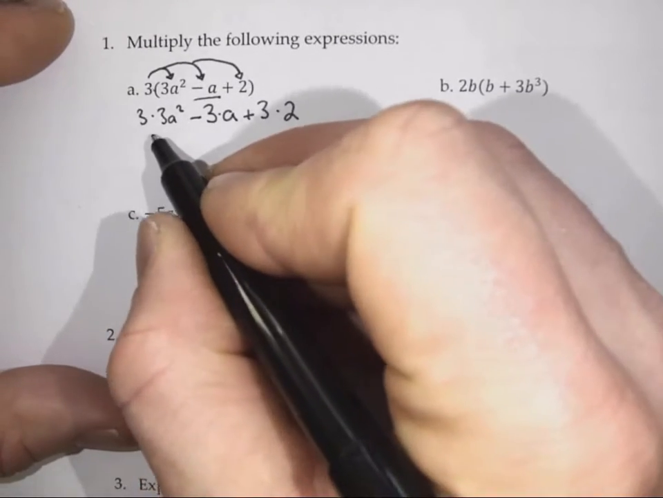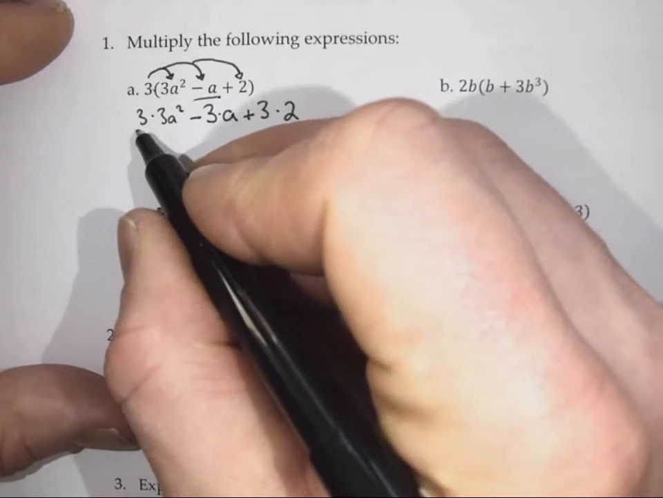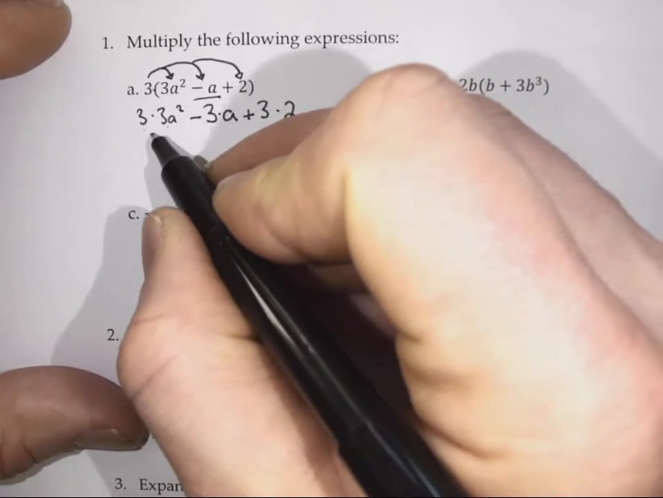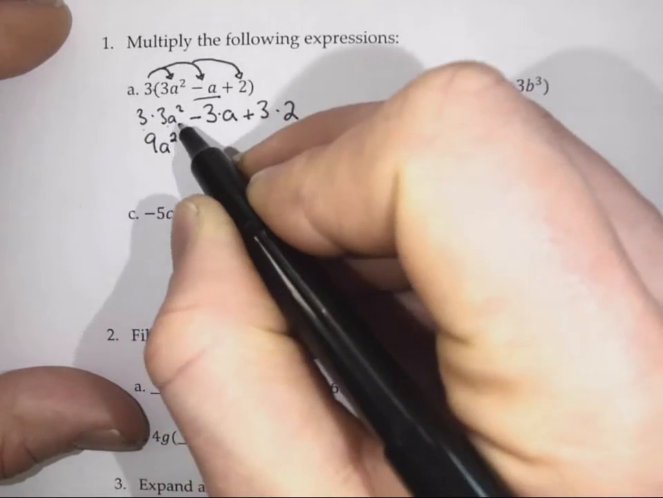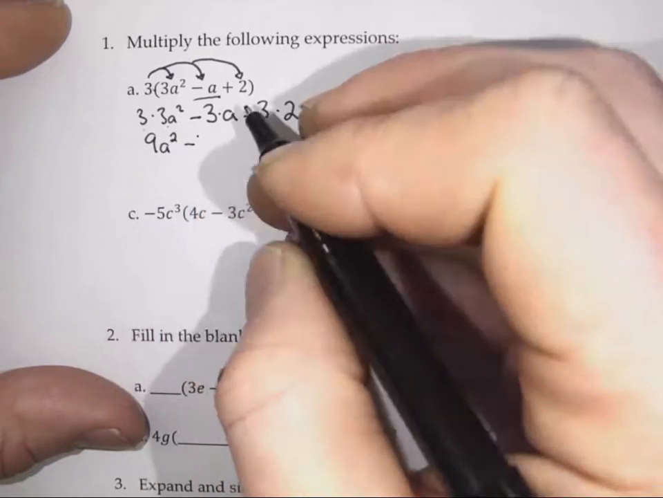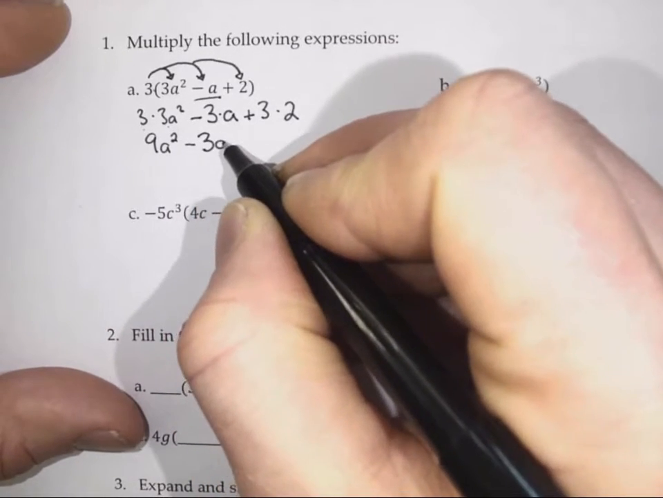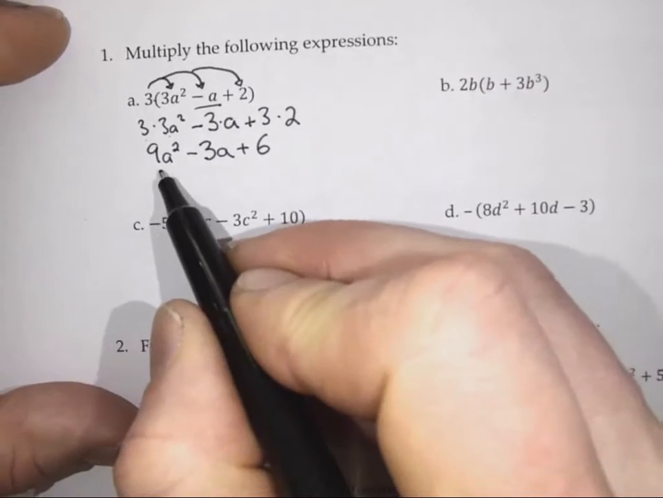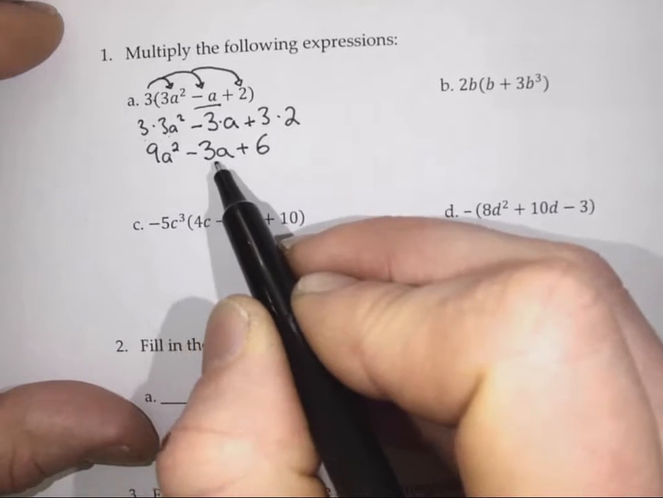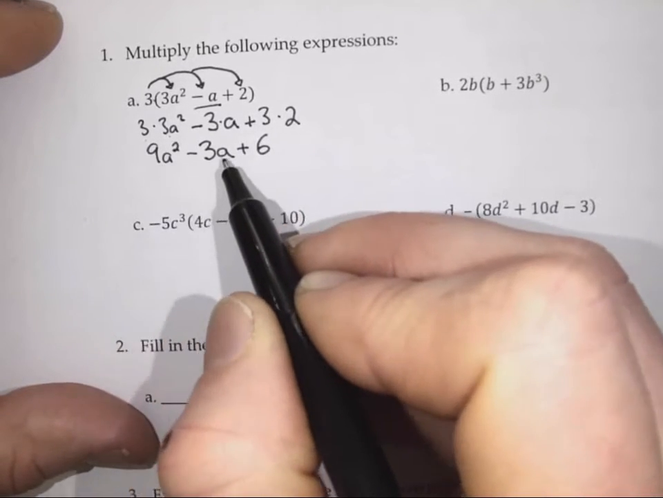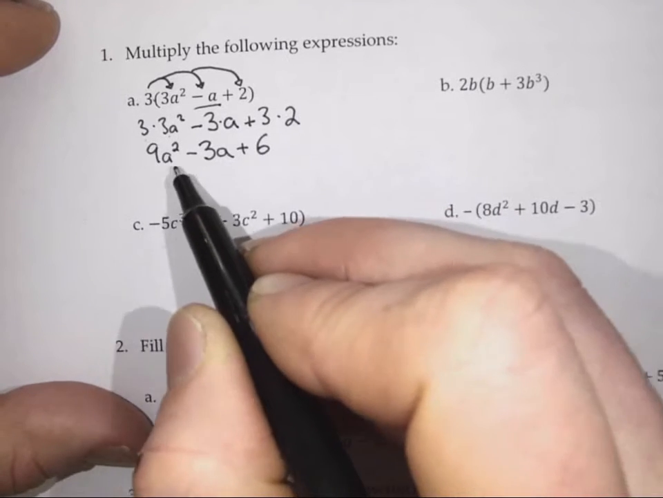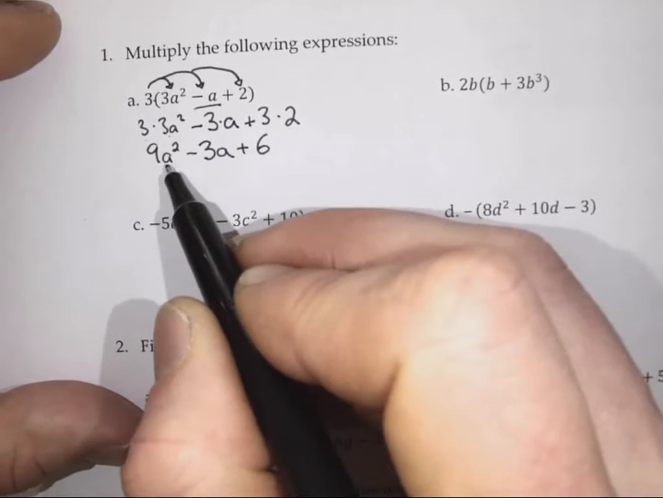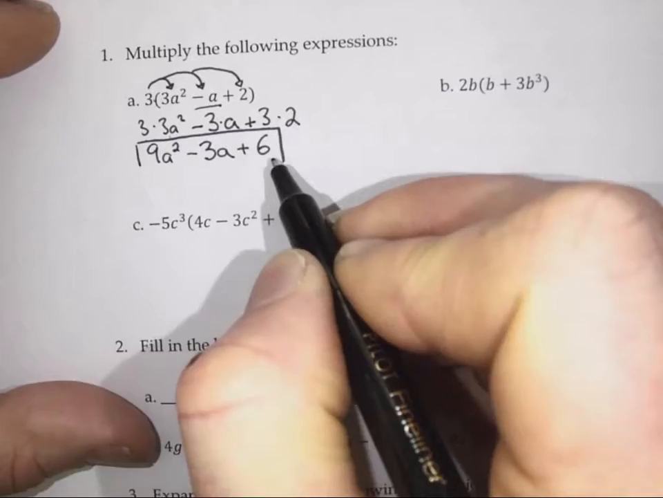Now, we can resolve this. We know that our variables talk to variables and the coefficients talk to coefficients. So we have 3 times 3, which gives us 9a squared, take away 3 times a, negative 3a, which we can't really simplify, plus 3 times 2, which is 6. There are no like terms, in other words, no terms with a common variable and exponent. These have the same variable, but we can't add them together because they're not both a squared, and not both a to the power of 1. So that's our final answer.